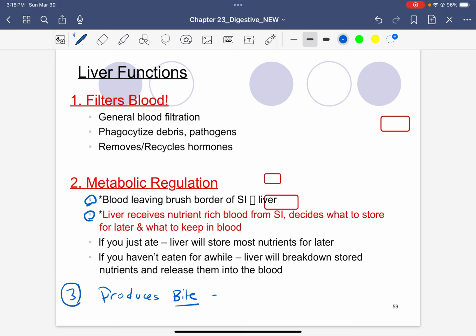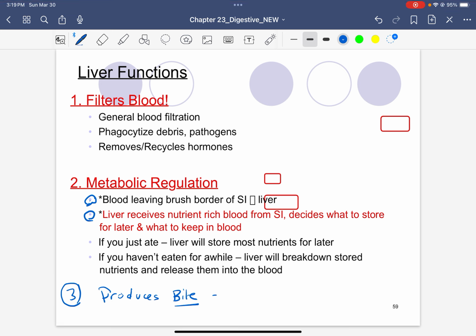So first thing to know is after nutrients are absorbed through the small intestine wall into the bloodstream, where does that nutrient-rich blood go? Liver, always. So here we see the liver is receiving all the nutrient-rich blood. But we don't need to keep all of those nutrients in the blood at once. If you just have a big meal, do you need to keep all those nutrients that you just absorbed in the blood? Of course not.